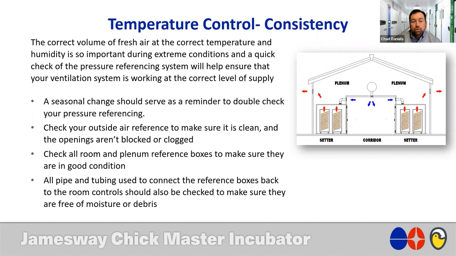And then, of course, the piping and tubing used to connect the reference boxes back to the room controls should also be checked to make sure they're free of moisture or debris. A lot of times we completely overlook that. You see the small quarter inch tubing that runs from a plenum to a controller, and it's got a lot of sagging in the line. And a lot of times we'll find it with water buildup in that tubing, and it just doesn't allow a good reference. So anything around our pressure and its inability to manage pressure correctly is just simply going to cause our system to have to overwork in an extreme condition. So our room temperatures and humidity are going to suffer.